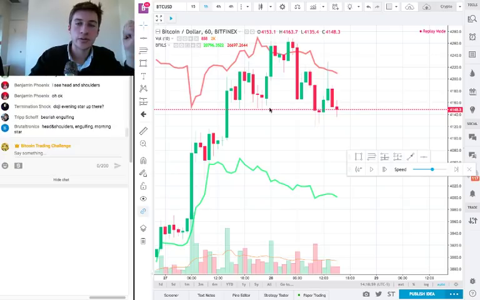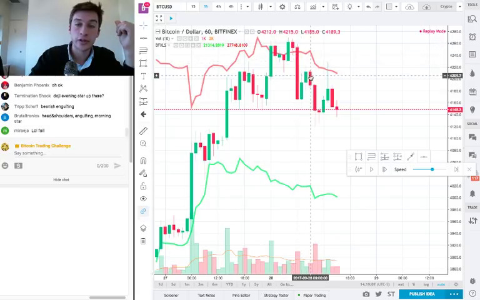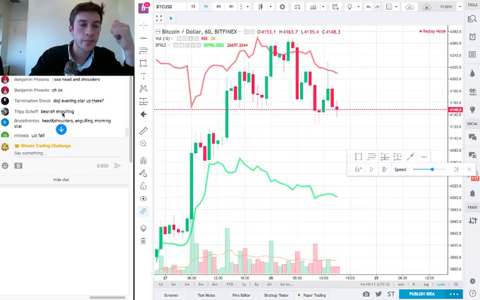Morningstar, correct. I do see a Morningstar as well. Wait, yeah, Morningstar right here. Beautiful. Morningstar. Bearish engulfing. Yeah, there's a bearish engulfing candle here. There's a bearish engulfing candle here. Morningstar, yep.